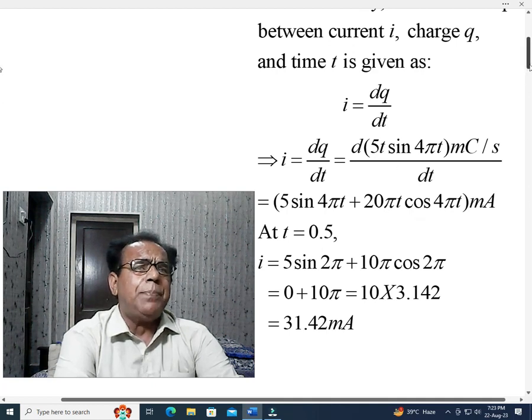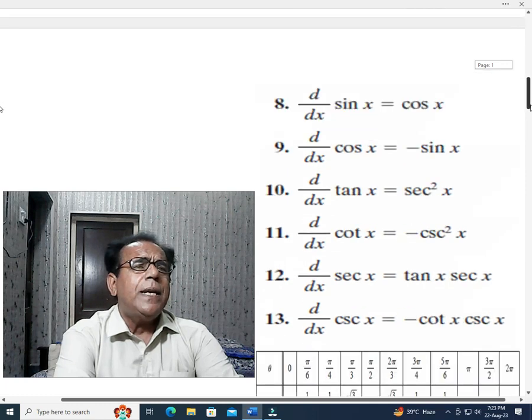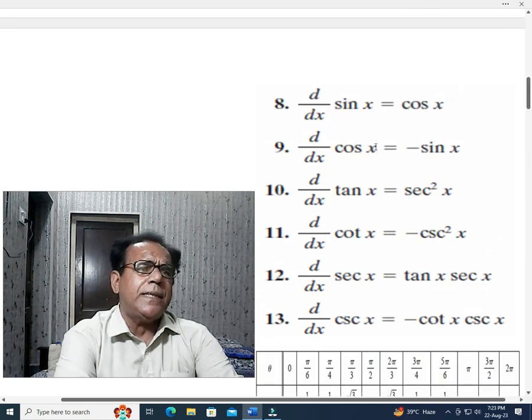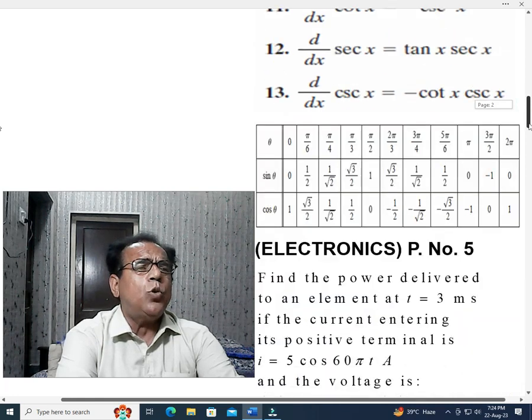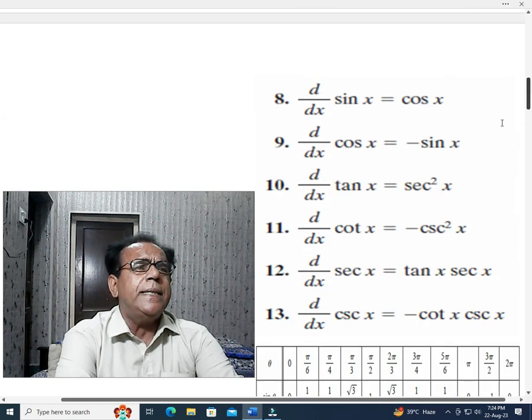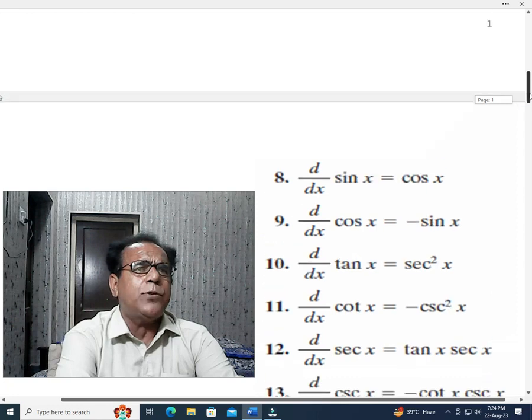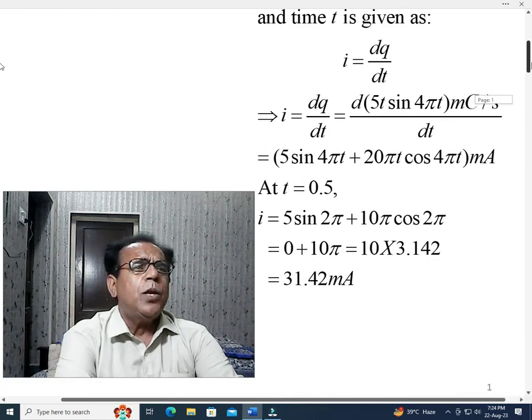Dear students, here a table is shown. This is a table of basic formulas of differentiation of trigonometric functions. That is, differentiation of sin x is cos x and differentiation of cos x is minus sin x. Similarly, it is shown that sin 2 pi is equal to 0 and cos 2 pi equal to 1. These two values will also be used in this problem. These basic formulas will also be applied, so these have been shown.